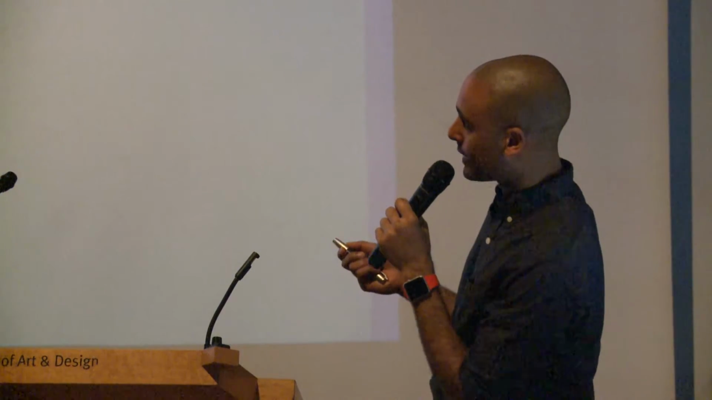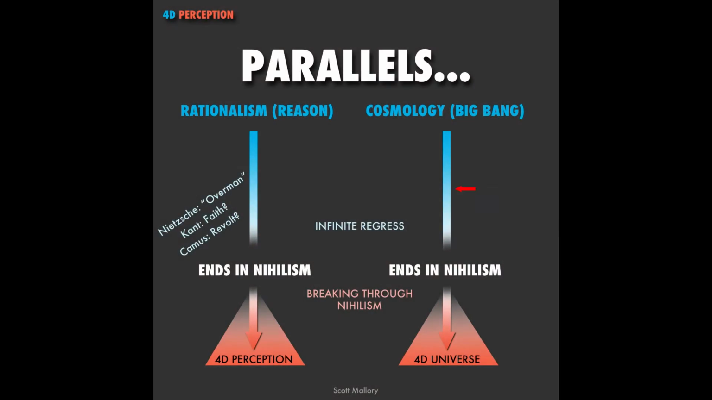But then logic says that, well, if everything has a cause, which was the premise, then the first cause had to have a cause. And we keep going down, and then that cause had to have a cause, that cause had to have a cause, that cause had to have a cause. And we get into this infinite regress, which is basically meaningless. And that's how that ends in nihilism.